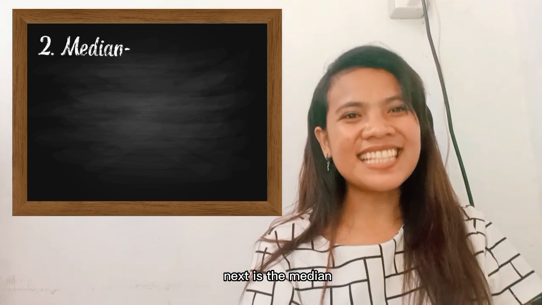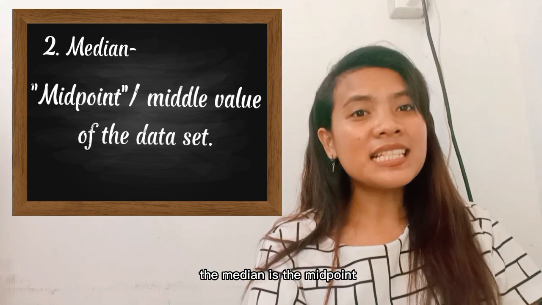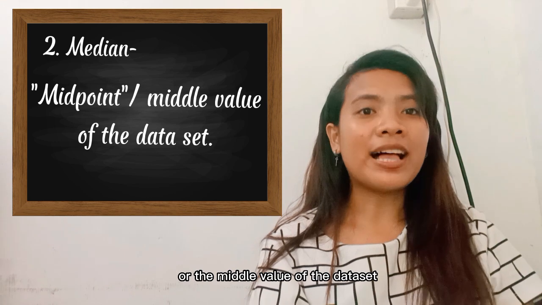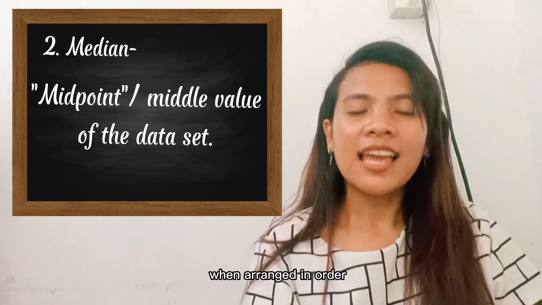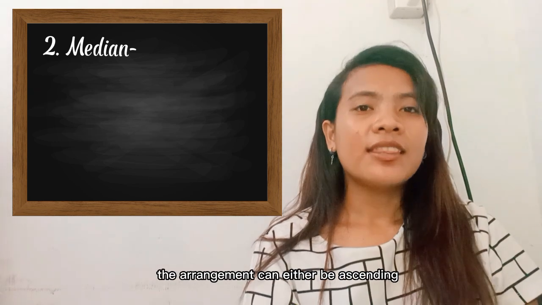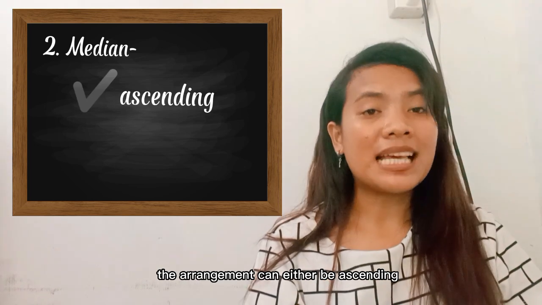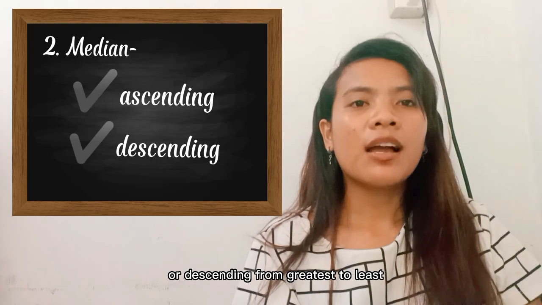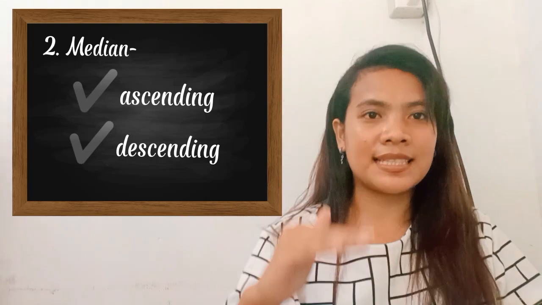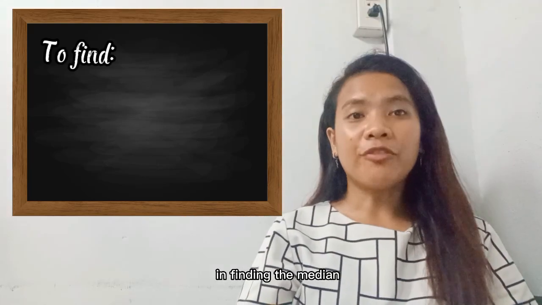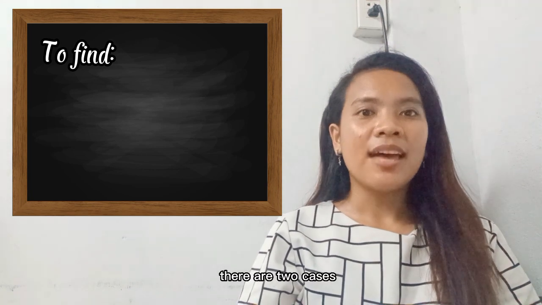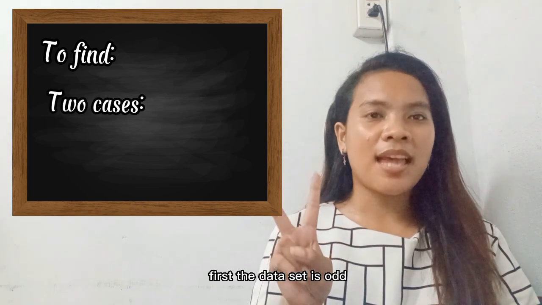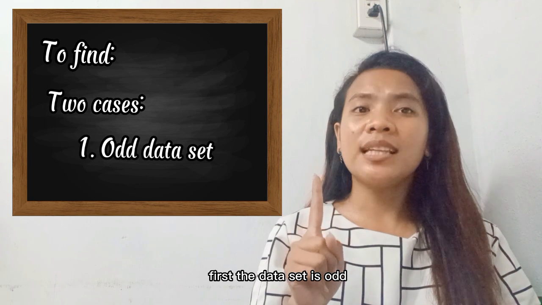Next is the median. The median is the midpoint or the middle value of the data set when arranged in order. The arrangement can either be ascending, or from least to greatest, or descending, from greatest to least. In finding the median, there are two cases. First, the data set is odd.